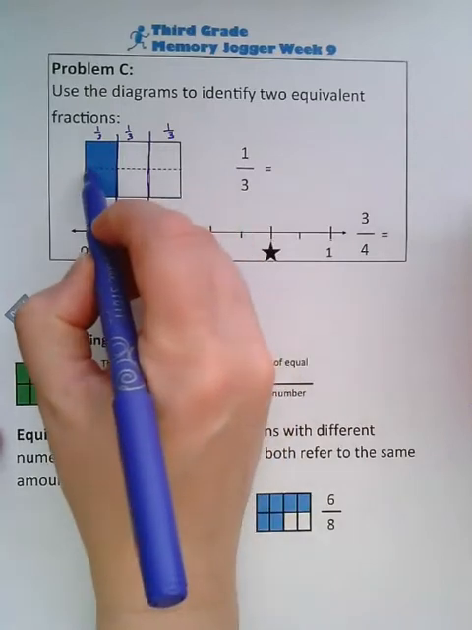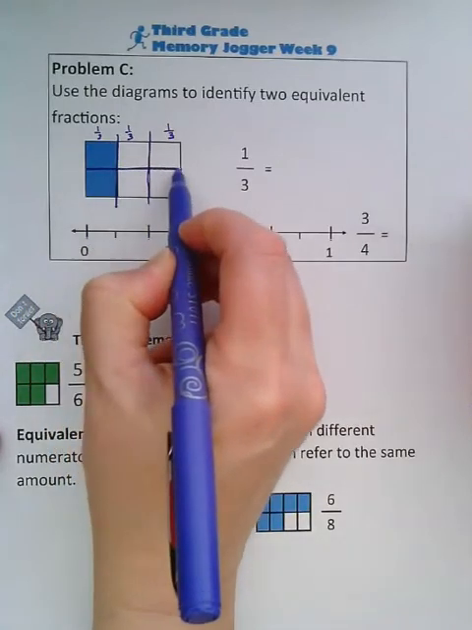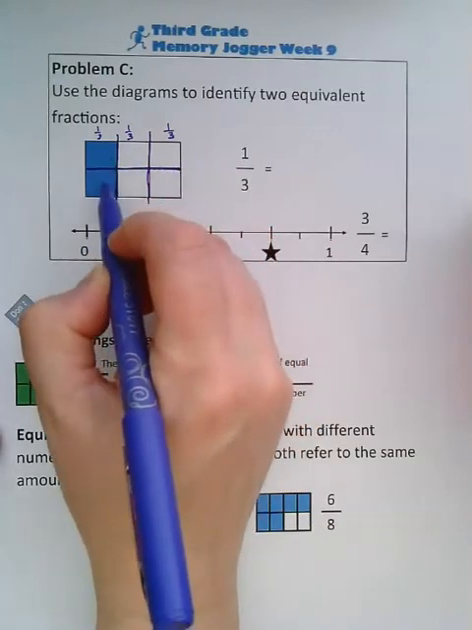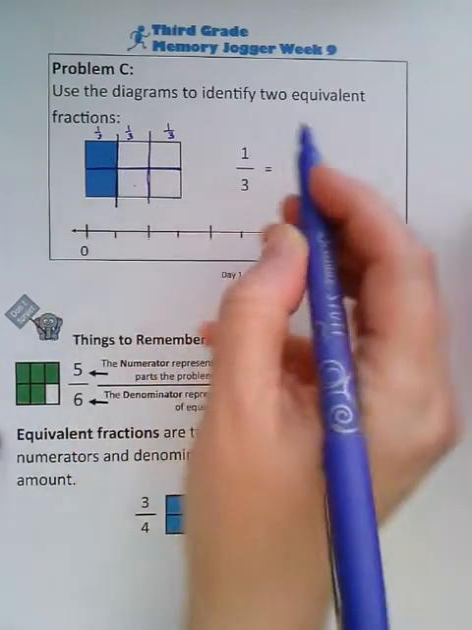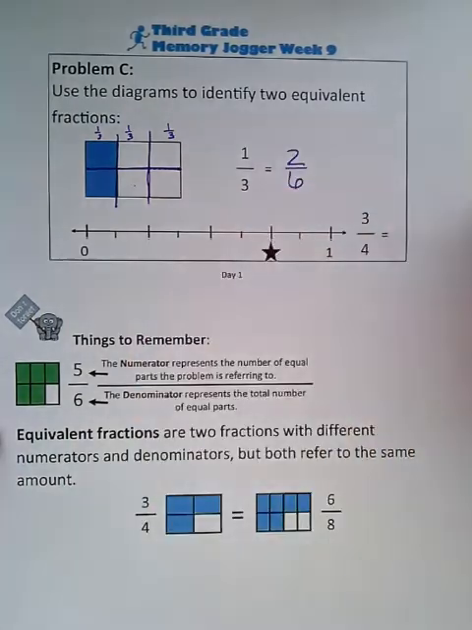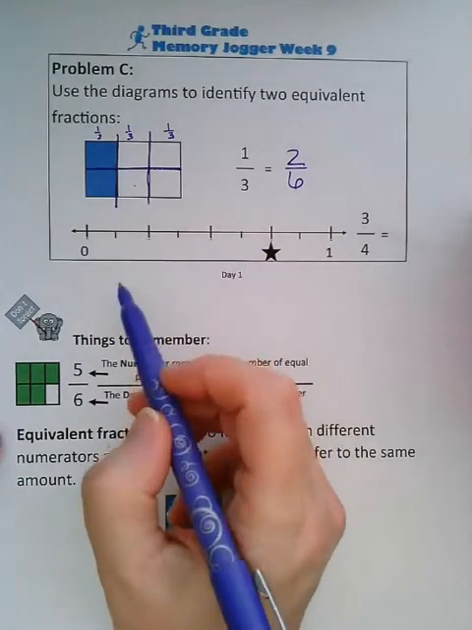But we also see another line across the middle to show us that what if we partitioned it down the middle this way? Now we have 1, 2, 3, 4, 5, 6 parts, and 2 of those are shaded. Even though we didn't change the amount shaded, the same amount is shaded whether we refer to this as 1/3 or 2/6. Let's look at our second diagram.